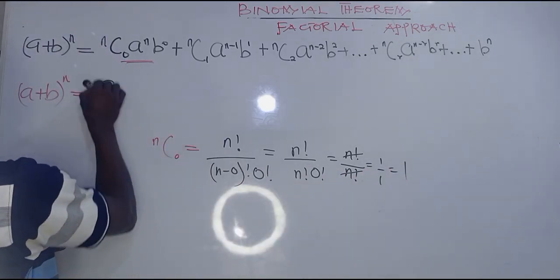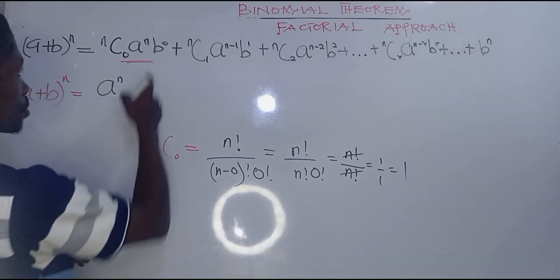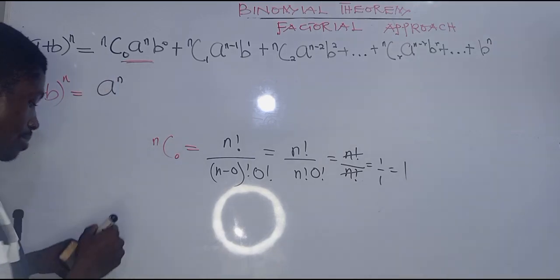So we have a raised to the power n. Any number raised to the power 0 is what? 1. So we are getting the whole of this to be a^n.